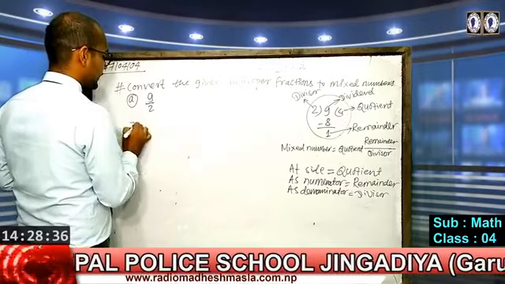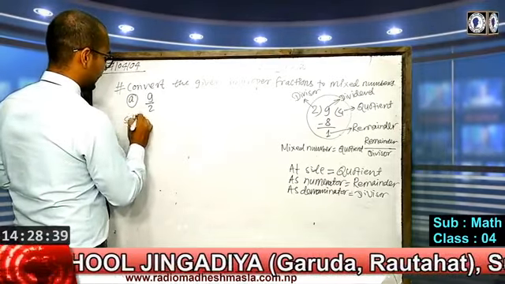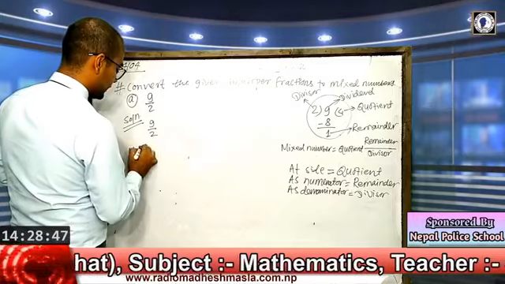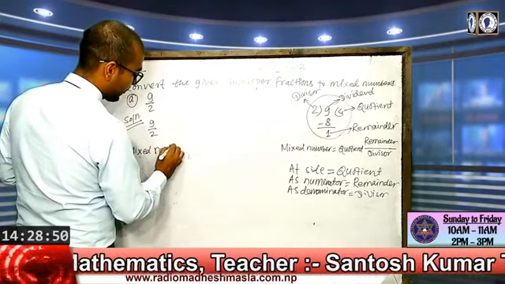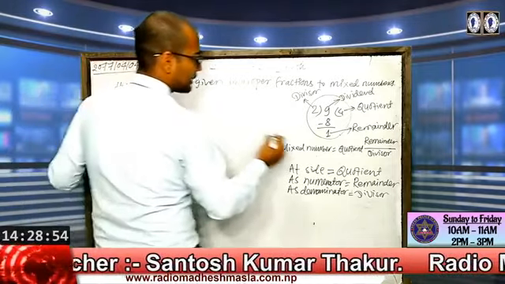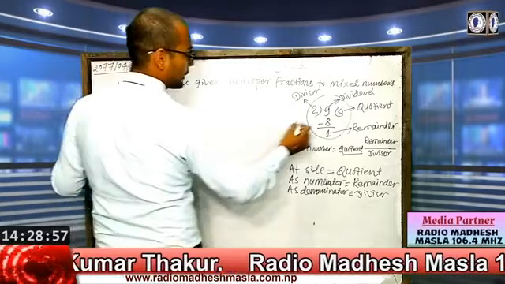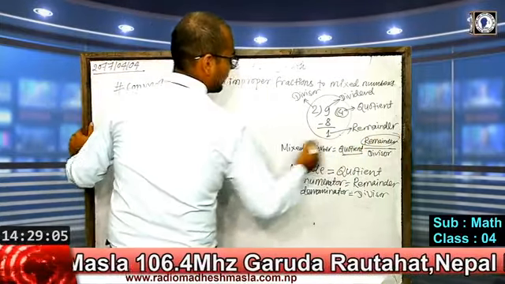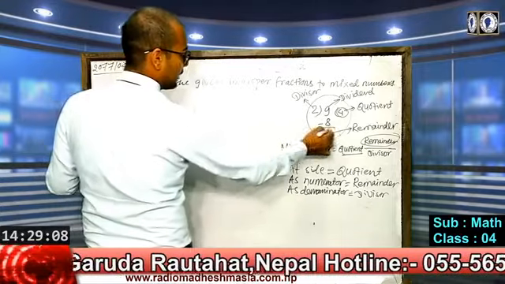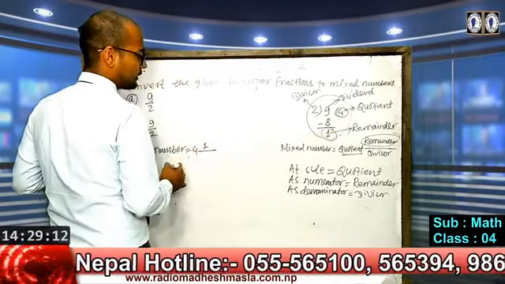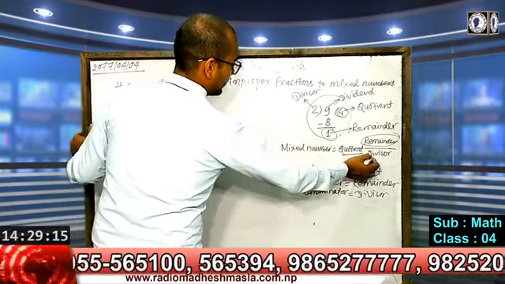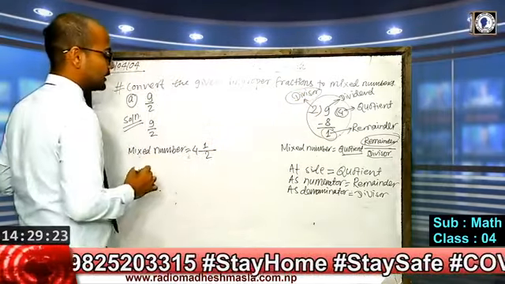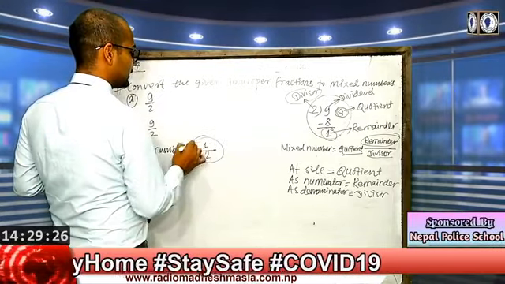So we can write the mixed fraction. Solution: 9/2 is equal to the mixed number. The quotient should be written at the side. What is the quotient? 4. So 4 is written at the side. Then the remainder should be written as the numerator. What is the remainder? 1. So we write 1 as the upper part. In the same way, the divisor should be written as the denominator. What is the divisor? 2. So we write 2 here. That means the mixed number so formed is 4 and 1/2.